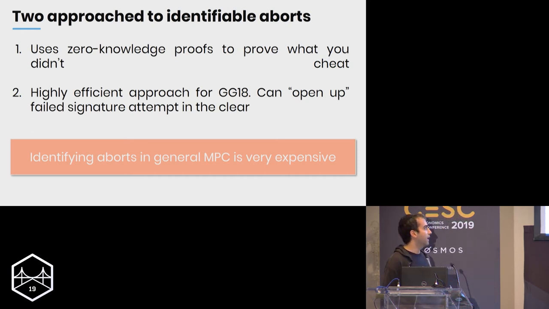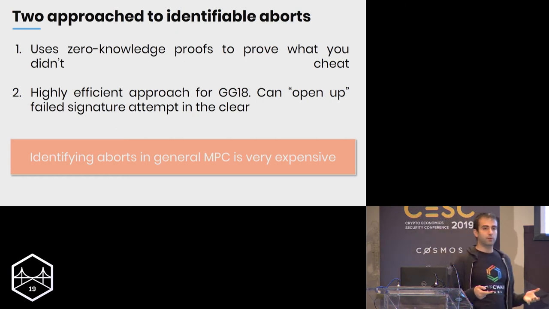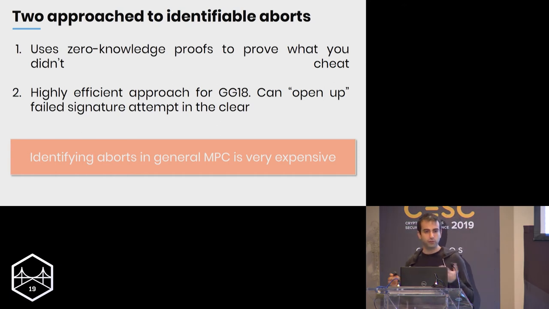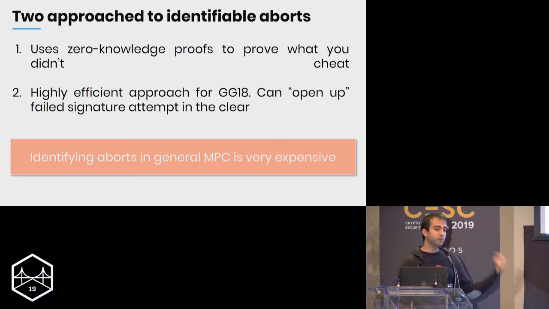It turns out, by the way, that identifying aborts is a problem you want in general MPC, general multi-party computation, but in a general sense, when you don't have knowledge of the specific function you're using, for just general MPC, it's actually a pretty hard problem, and the constructions are all very, very expensive. But what we realized is that specifically for a signature scheme, it can be done quite efficiently.